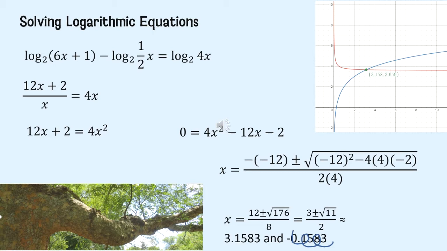And the log base 2 of 4x graph is the one that's coming up from negative infinity, and you can see that the two graphs cross over each other at one point, and the x coordinate of that point is approximately 3.1583.